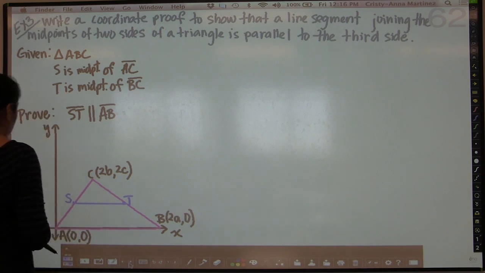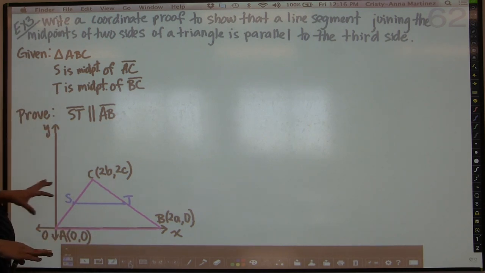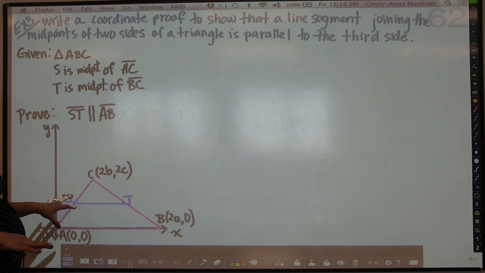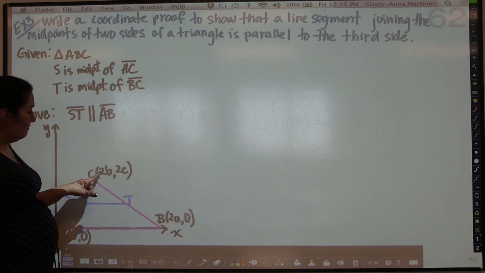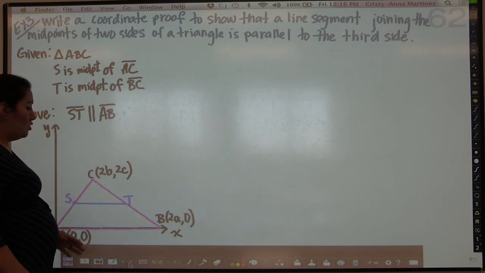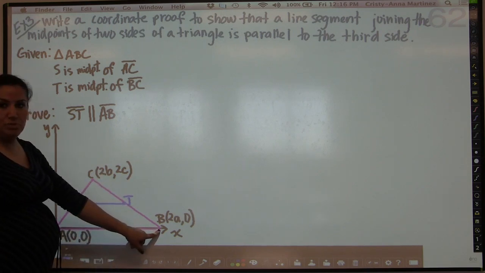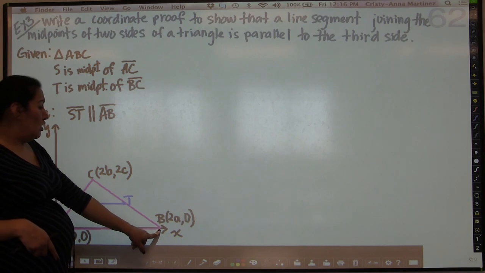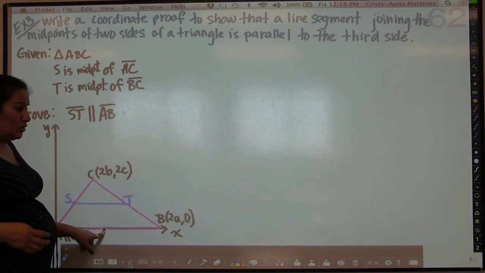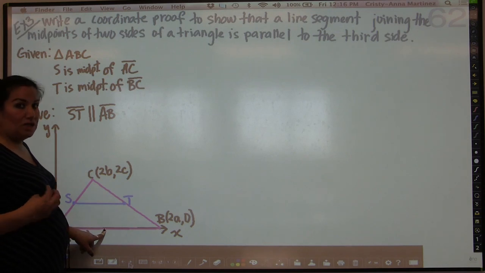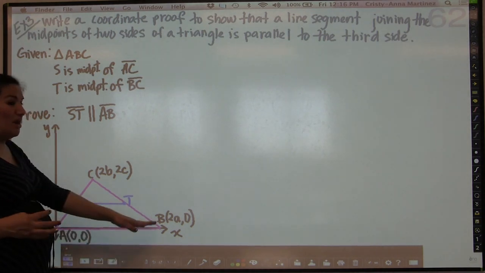All right? So the first thing we have to do is position our triangle on the coordinate plane in such a way that will make it convenient. So I put point A over here at the origin. The other thing that you'll notice is that I'm using a bunch of doubles. You can call this A if you want to, but then like in the previous example, the middle is going to be A over 2. You're going to get lots of fractions, and I'm trying to avoid that. And again, my job is to make it convenient. So I can call it whatever I want.